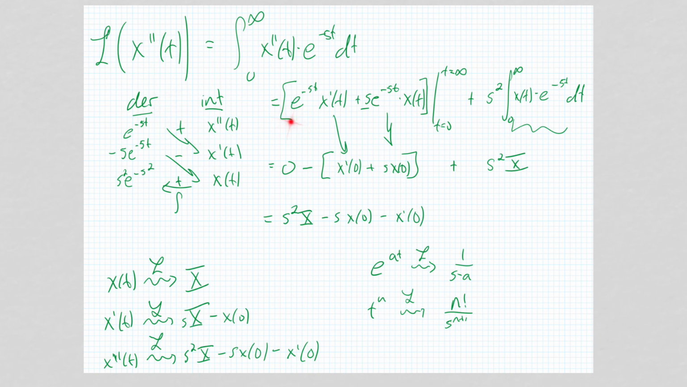Just roll with this. Write down if you want, or you can just listen. So, what do I get? I get e to the negative st times x prime of t plus s times e to the negative st times x of t. That's these guys, those first two diagonals. And then I get plus s squared, and then times the integral of these guys. There should be a t right here.